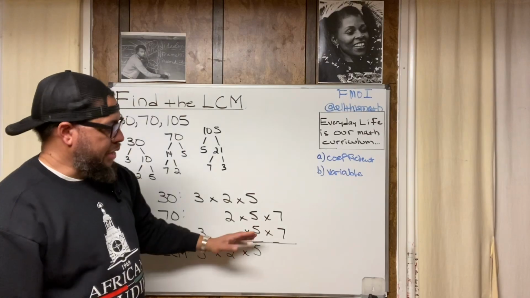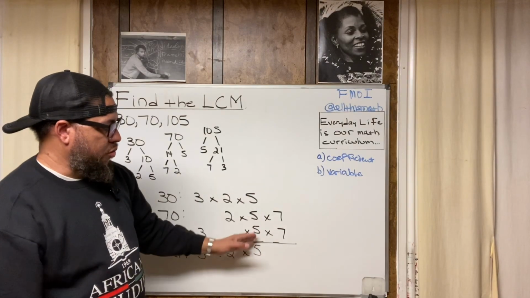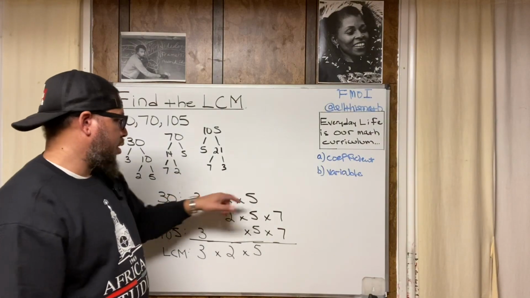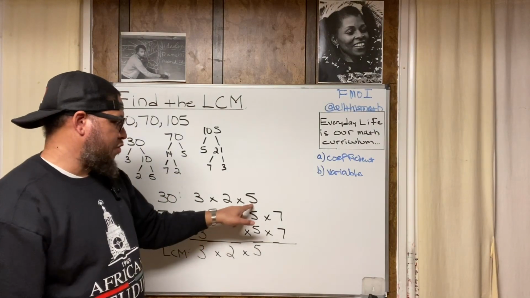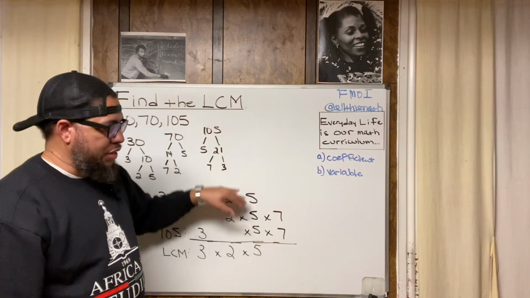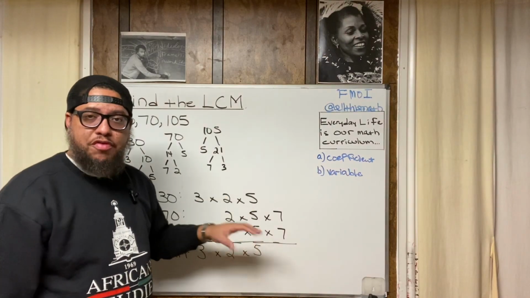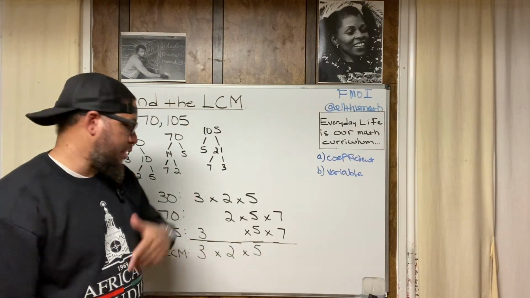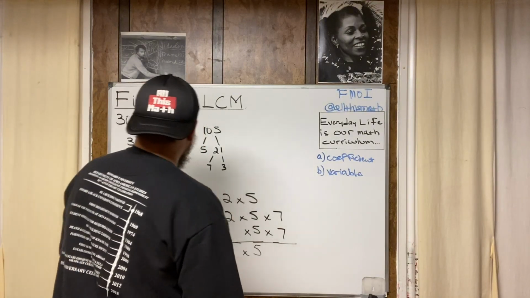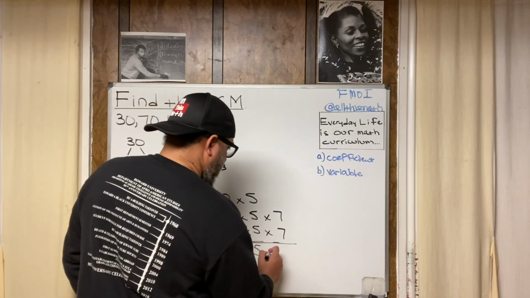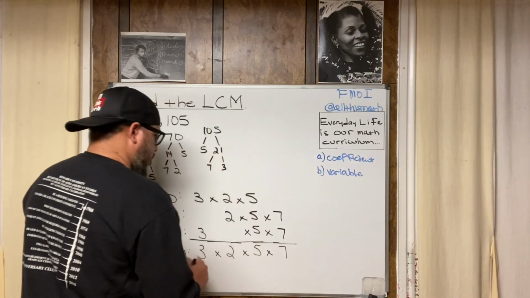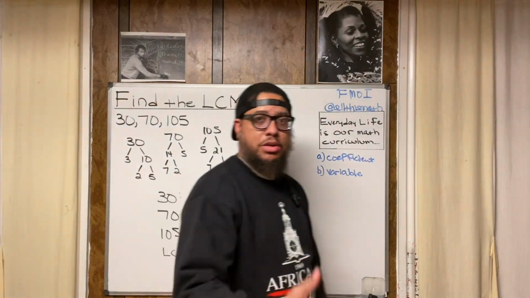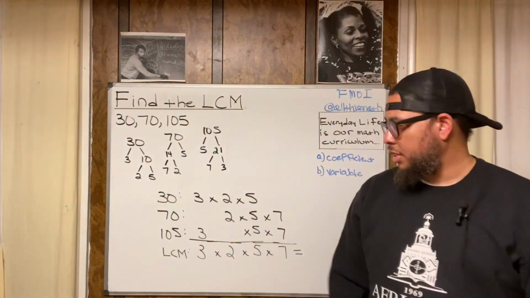Whenever you have a column that has all 3 spaces filled in, that means 30 has a factor of 5, 70 has a factor of 5, and 105 has a factor of 5. They all 3 numbers got 5 as a factor. So that means 5 is the GCF, the greatest common factor. All right. And then 7, we take one of them. And then we're going to multiply these numbers out, and the product will be the LCM.